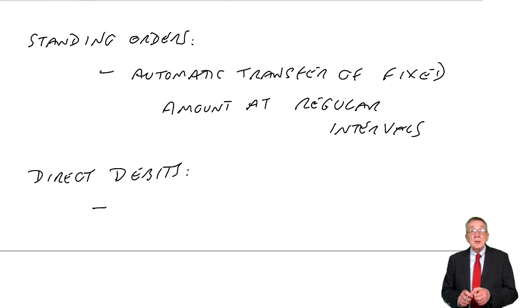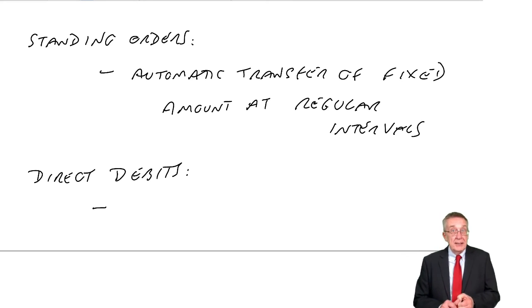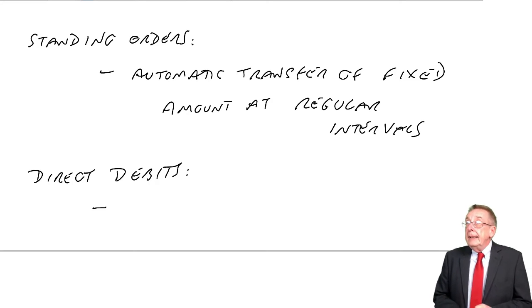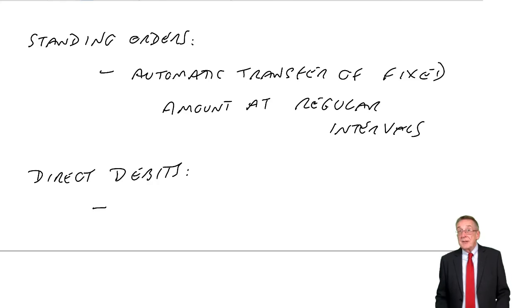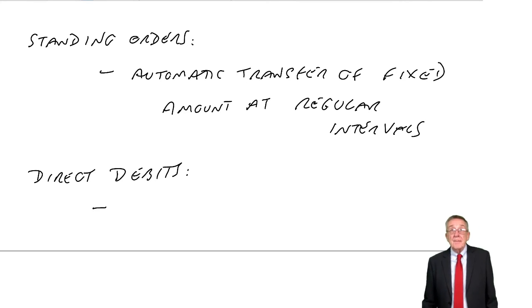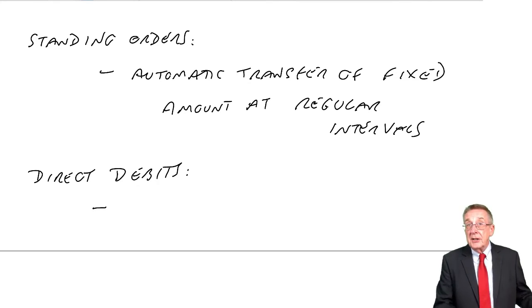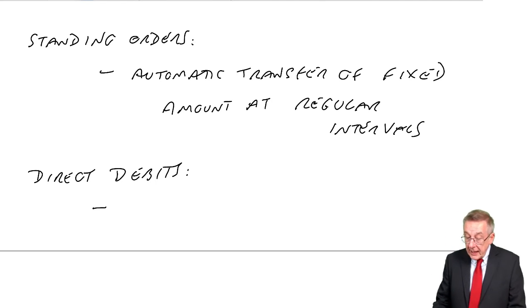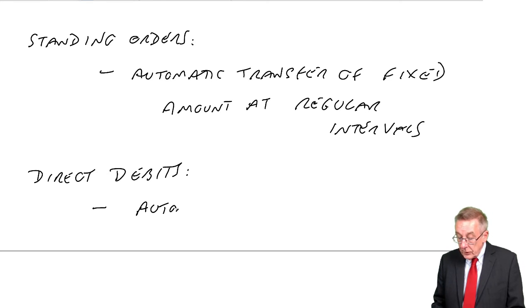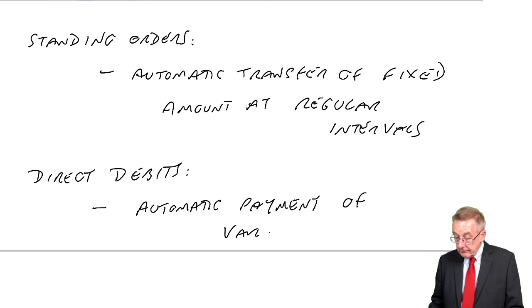Some people get very worried about doing it. The telephone company might steal too much money. Obviously, there can be mistakes, but in fact, the bank guarantees that if there is an error, they put it right and then they argue with the telephone company, whoever it is. Anyway, a direct debit, it's an automatic payment, just like standing order, but of a variable amount.